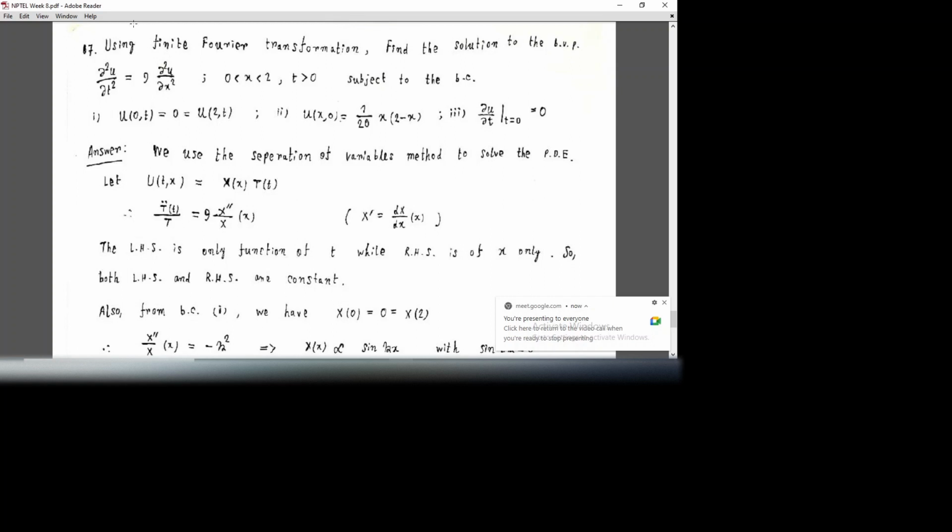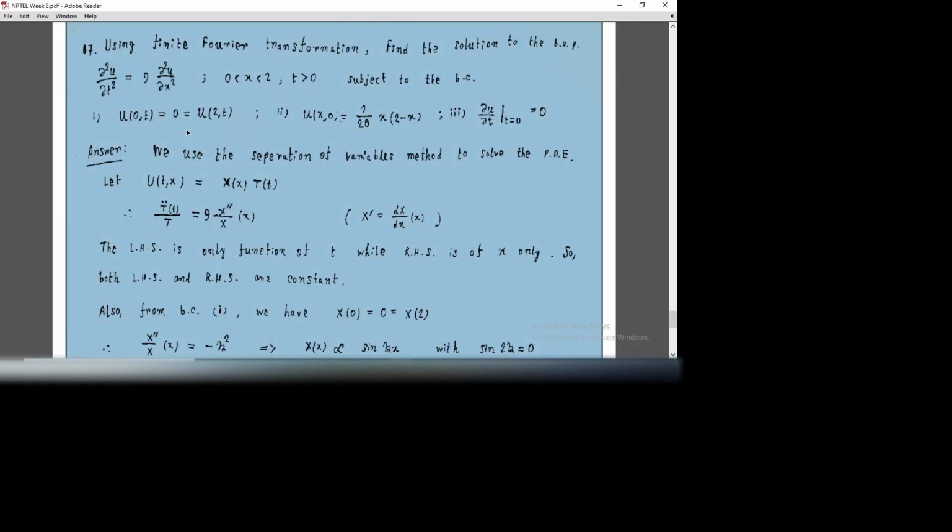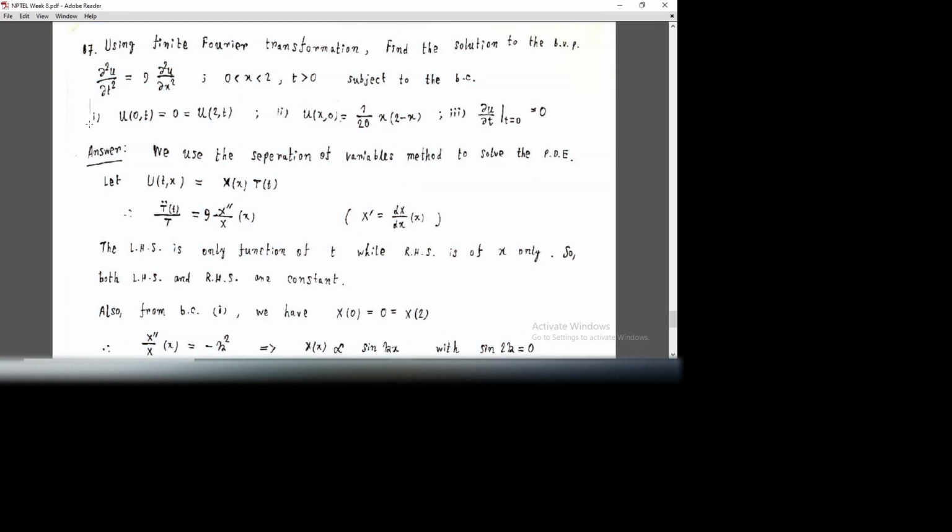So, using the finite Fourier transformation, find the solution to the boundary value problem. So, this is the partial differential equation, and we have three boundary conditions. One thing is that this should be the correct boundary condition. This is not correctly written in the assignment. So this should be the correct boundary condition, condition 1. But condition 2 and condition 3 are correctly written in the assignment. Please note it from here.